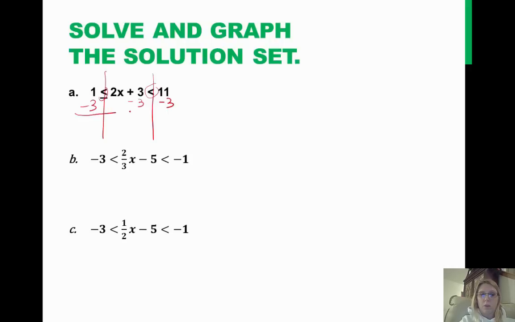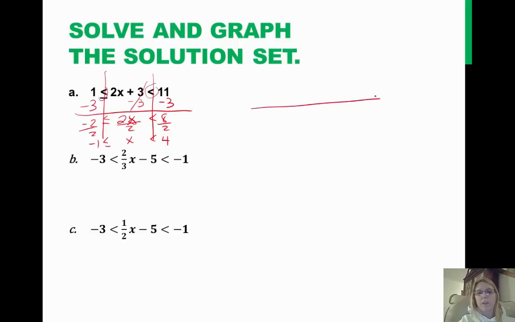So now we will cancel out the 3's here. We still have a 2x in the middle. And 11 minus 3 is 8. And 1 minus 3 is a negative 2. Now we're going to solve for x. So we're going to divide everything by 2. So on this side we'll have negative 1 is less than or equal to x is less than 4.